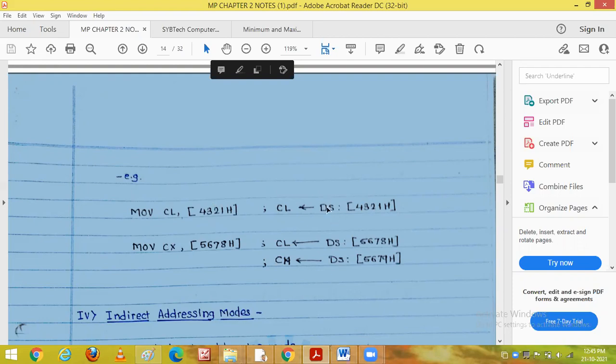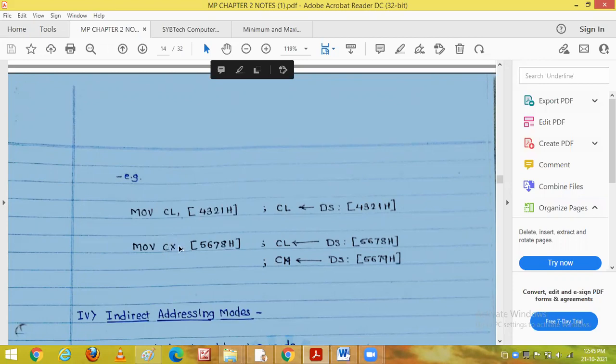DL is different. Don't compare it with DL. DS in the sense of what? It is the computer memory. So wherever that computer memory contains this value, 4321 hexadecimal, that is going to be transferred into the CL register. That square bracket comes whenever an effective address is there. Please remember. In the same way, 5678 you have transferred into the CX register.